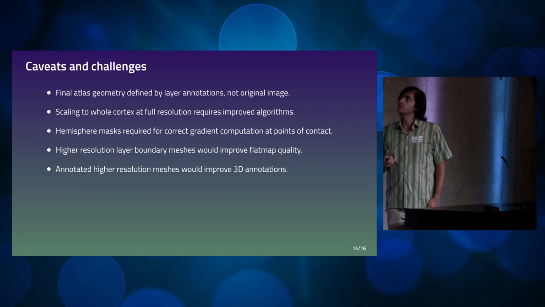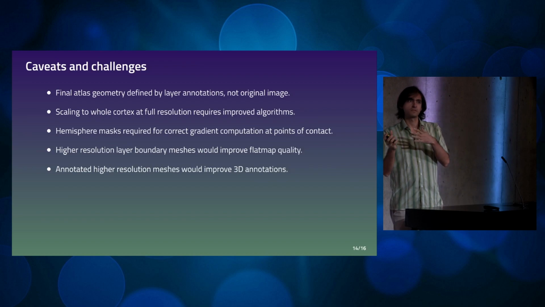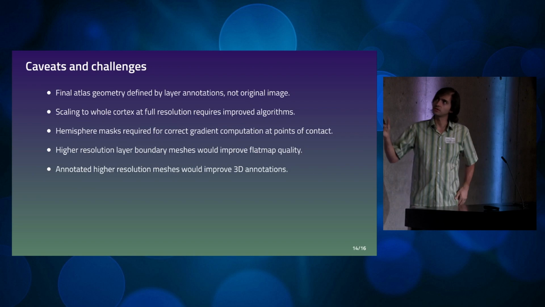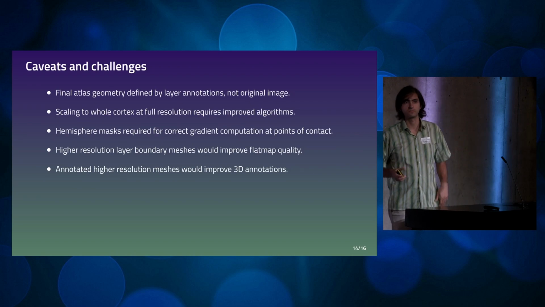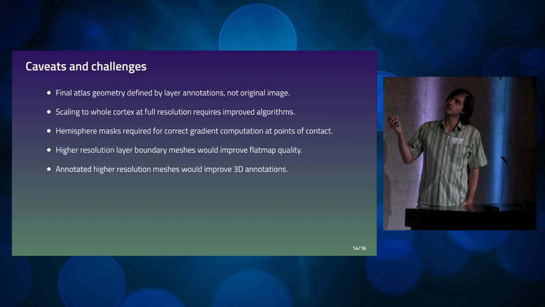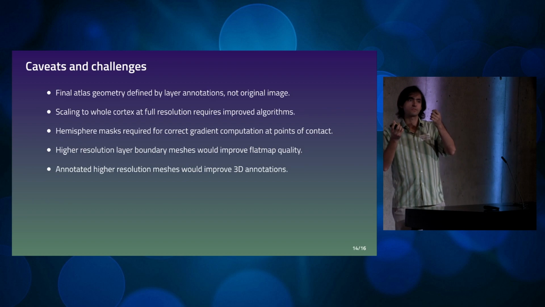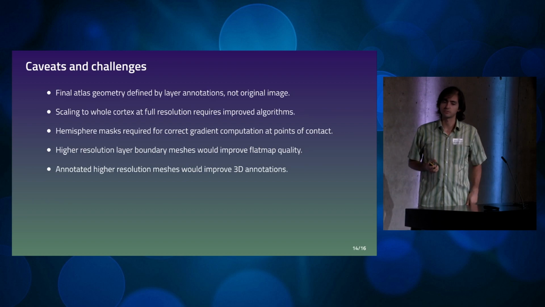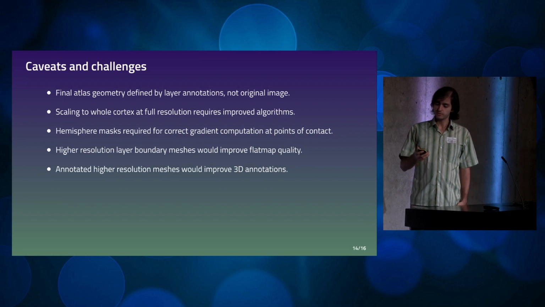And also the layer boundary meshes, because they are made to have this kind of mapping from MRI, they have, for the purposes of this, too low resolution, just 100,000 vertices. But here we would like to have millions of vertices, so that the mapping from voxels to nodes in the mesh would be better. So yeah, higher resolution meshes would improve all of this.